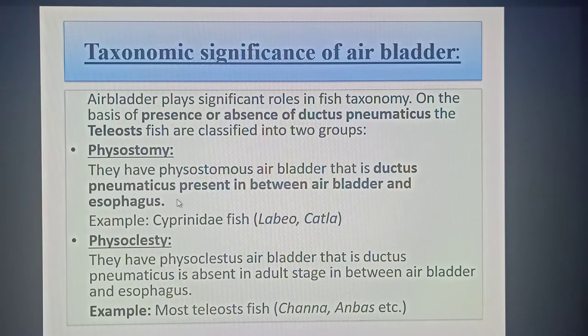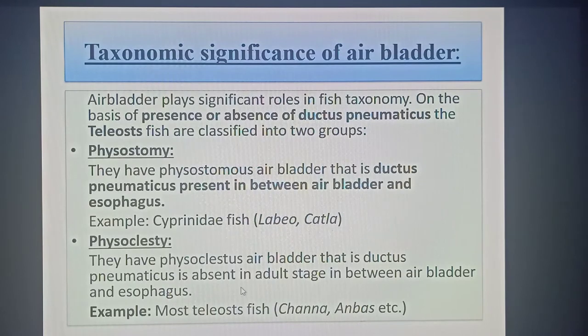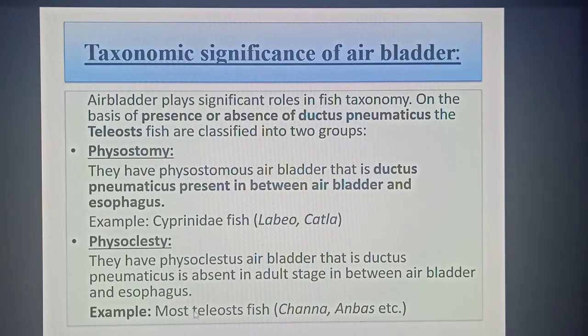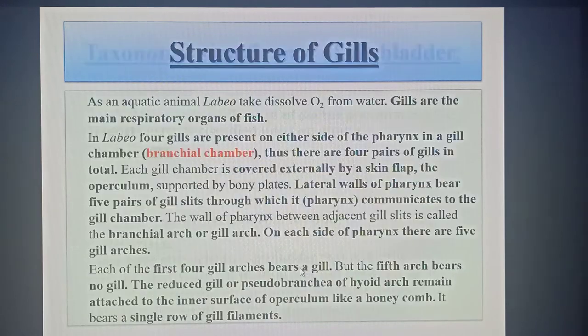For example, Cyprinidae fish, especially Labeo catla, or in other words, the carp fish. The next, physoclisty. They have a physoclistous air bladder, that is, the ductus pneumaticus is absent in the adult stage between the air bladder and the esophagus. Examples are most teleost fish, Channa, Anabas. Channa is taki fish, Anabas is koi fish.